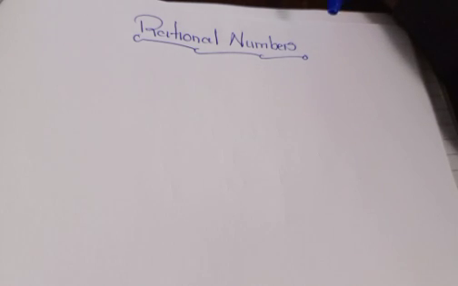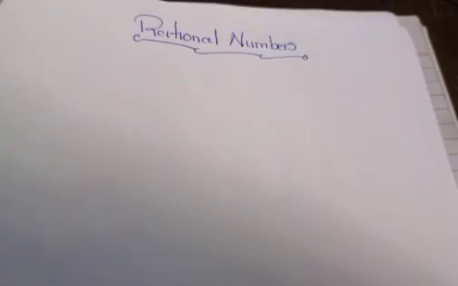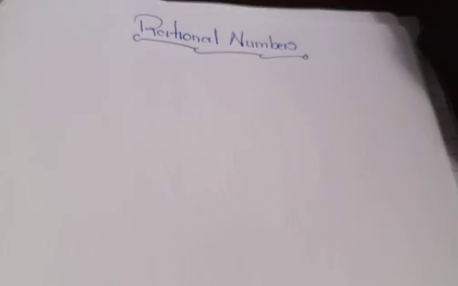So today we have one interesting subtopic under sets, that is rational numbers. When we talk about rational numbers, we first define what rational numbers are. A rational number is a number in a decimal form whose block of digits terminate or repeat.